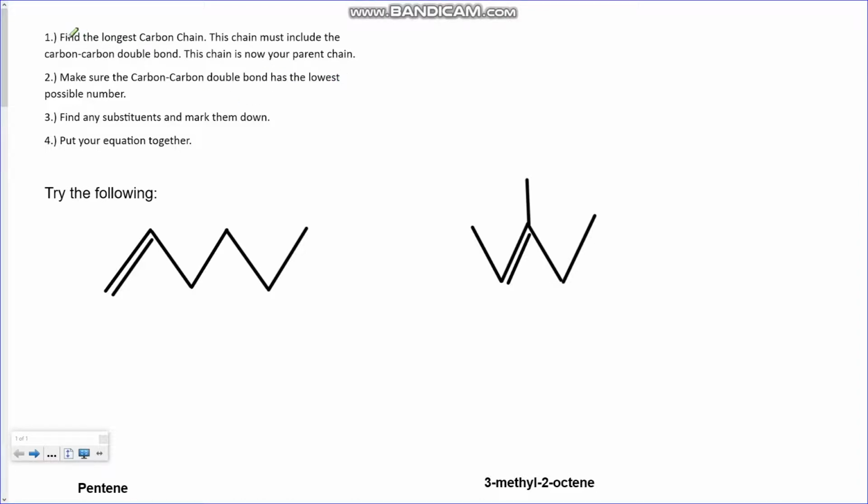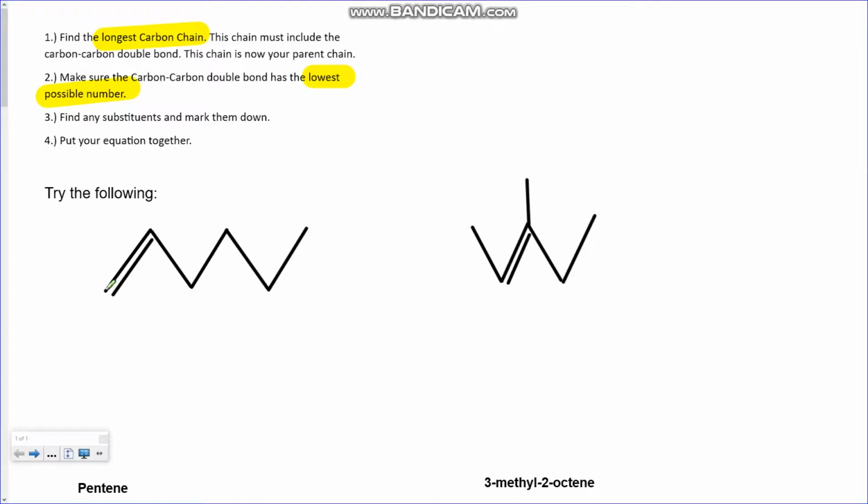Alright, so I'm going to go over the rules quickly. So the first thing you need to do when naming alkenes is find the longest carbon chain. This chain must include your carbon-carbon double bond, and this will be your parent chain. So you have to make sure that the carbon-carbon double bond has the lowest possible number. Let's highlight this right over here. Find any substituents and just write them down so you know. And then at the end, just simply put your name together.